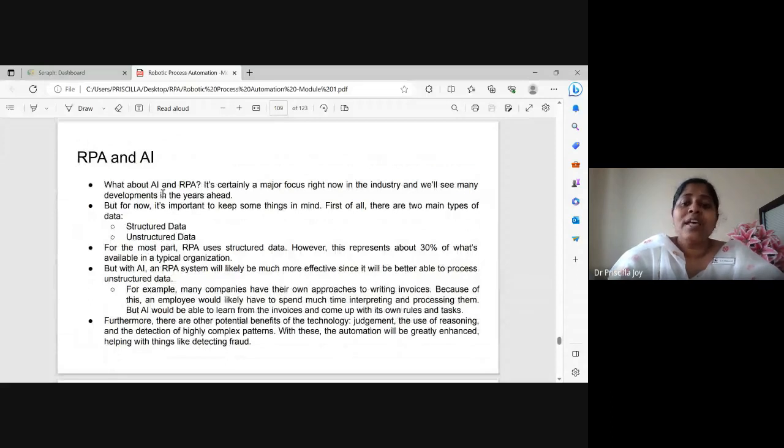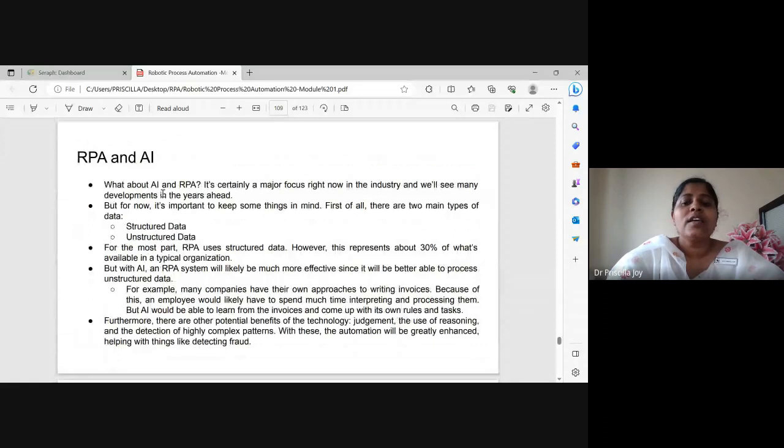So for which there are two types of data which are there. There is structured data as well as unstructured data. So in the case where we'll be having RPA, it will be using the structured data, so that it will be taking into account what all the sequence it needs to follow, and based on that we'll be including the activities which are there, and we'll be proceeding thereby.